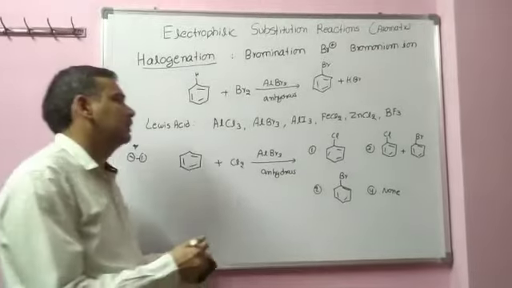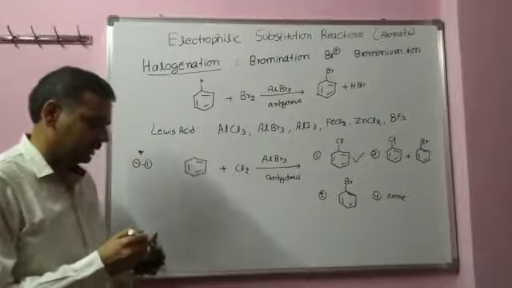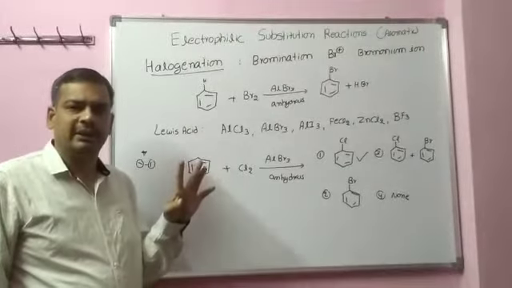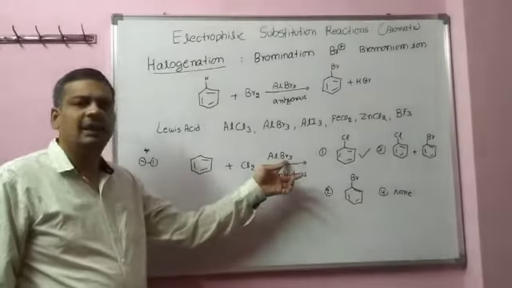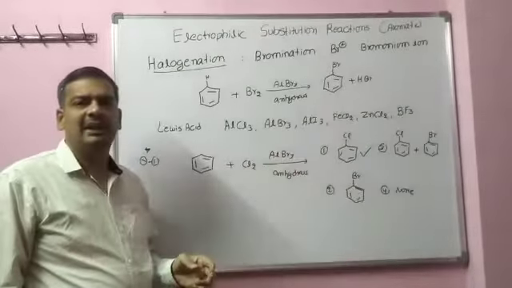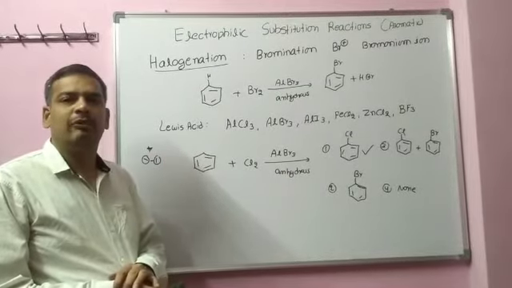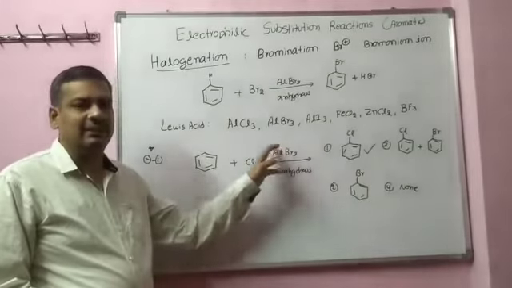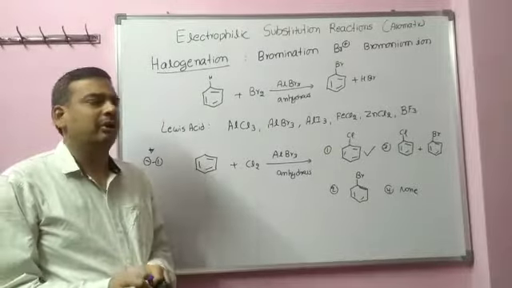The correct answer is chlorobenzene. It's not bromobenzene, because this is an electrophilic substitution reaction and the electrophile is Cl plus. The role of AlBr3 is only in step 1, only in the generation of the electrophile. After that, that role is not there. It's a catalyst. So chlorobenzene is formed as the major product.